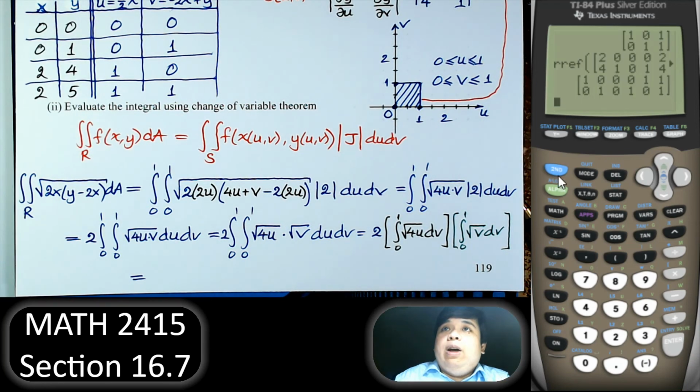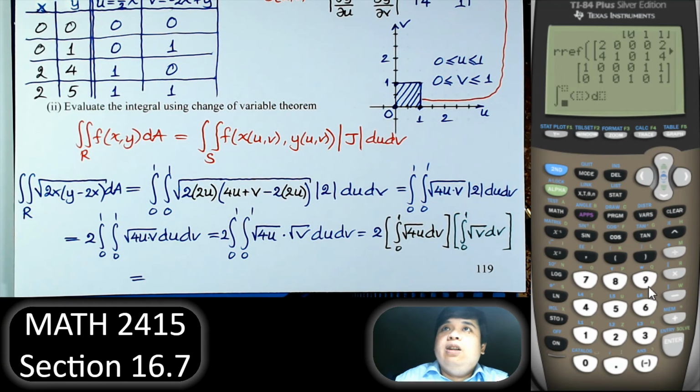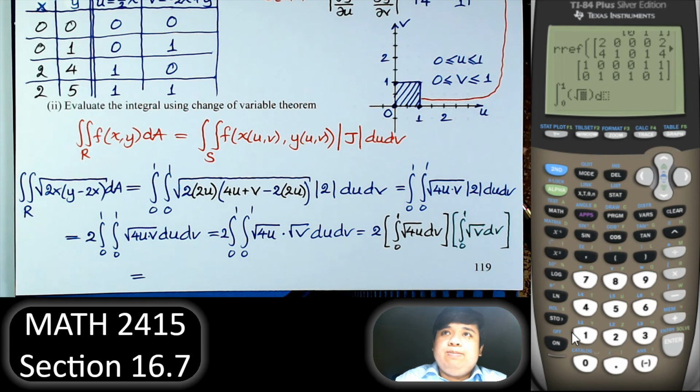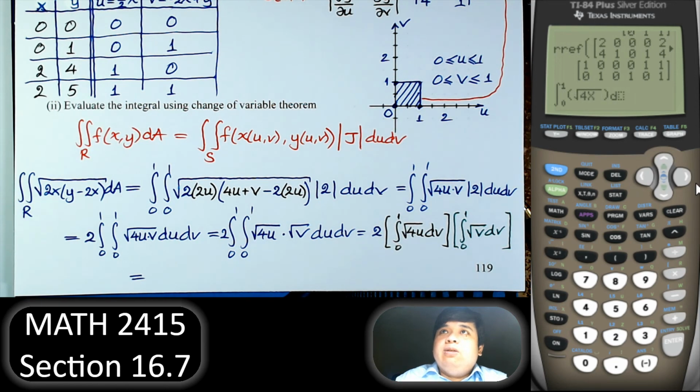So just use the calculator here. Math number 9, from 0 to 1, square root of 4. I can check that the square root of 4 is 2, but it doesn't matter.